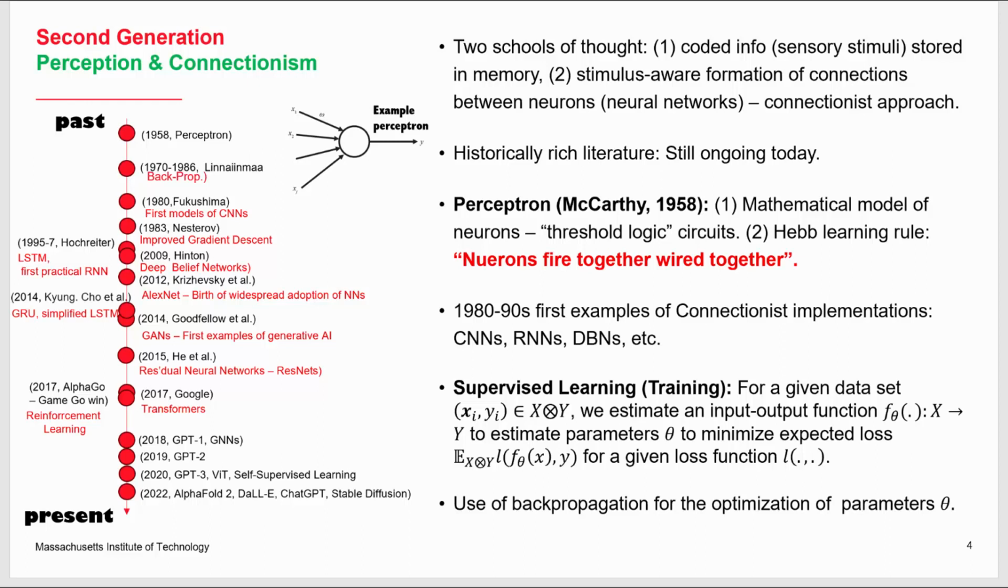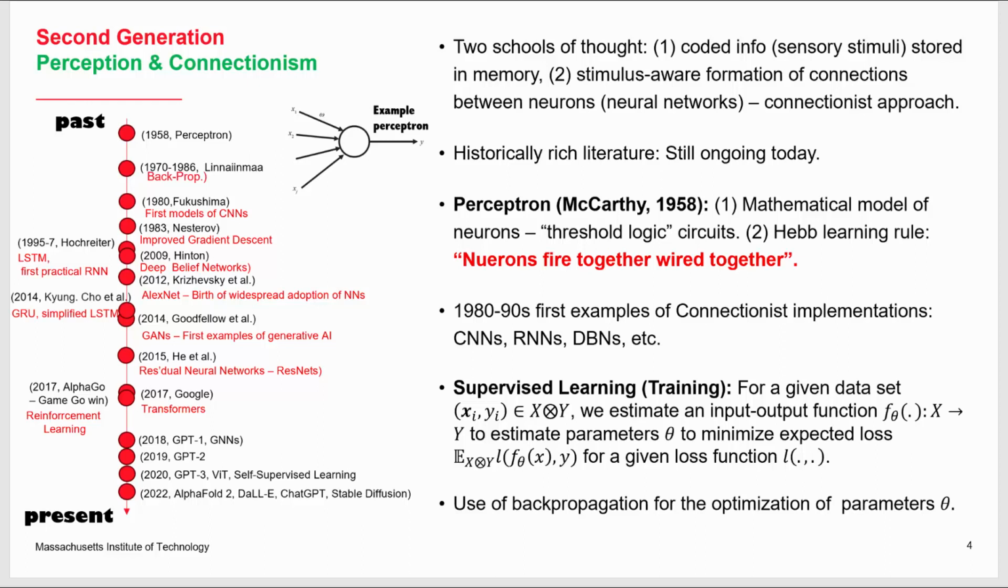Consider an example: supervised learning training. In that setting, for a given data set, for example, multidimensional samples with labels coming from a space that is the product of two sets, we estimate an input-output function, estimating the parameters theta to minimize the expected loss for a given loss function. The typical approach to the optimization here is based on a technique called backpropagation, irrespective of its similarity to how human brains learn and optimize memory and neural connections.